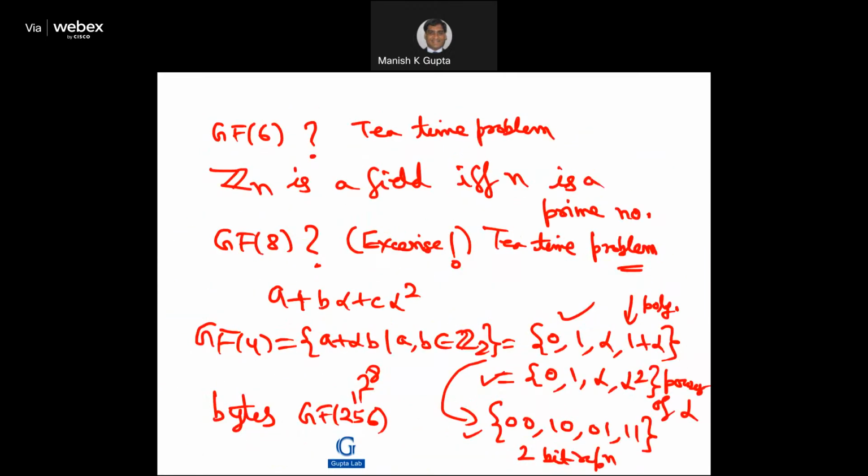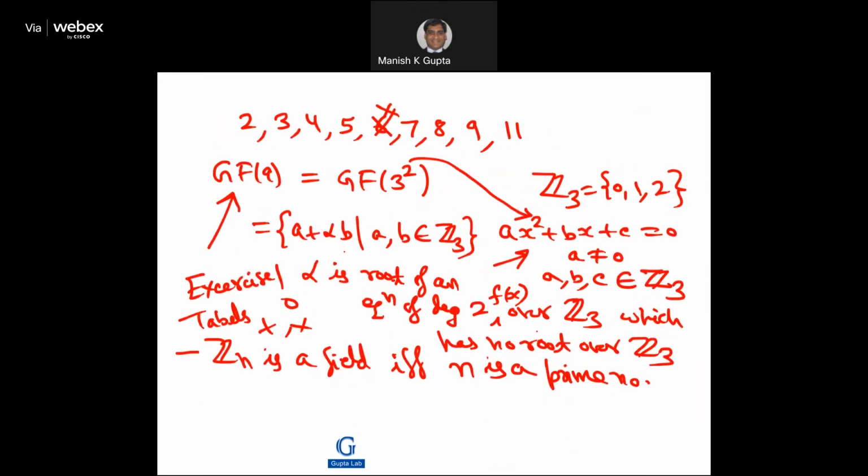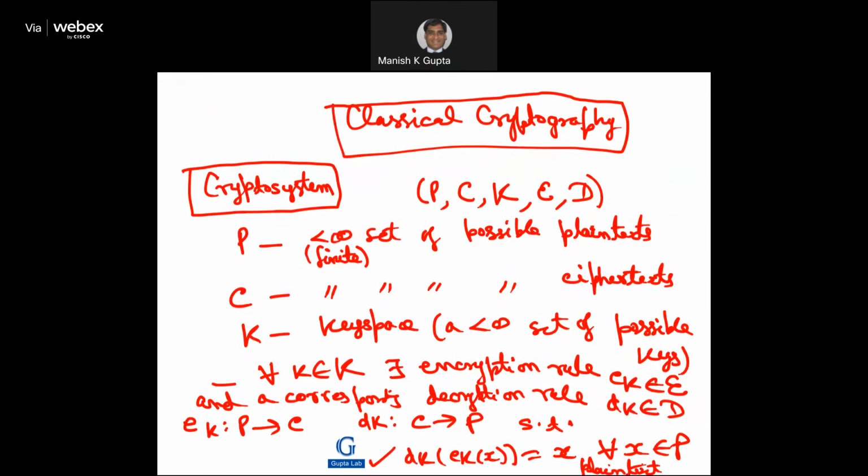Again, just recalling. Our crypto system is a 5-tuple. P is the set of plaintext, C is the set of ciphertext, K is the key space, E is the encryption rule, and D is the decryption rule, right? And we should have this compatibility between encryption and decryption.